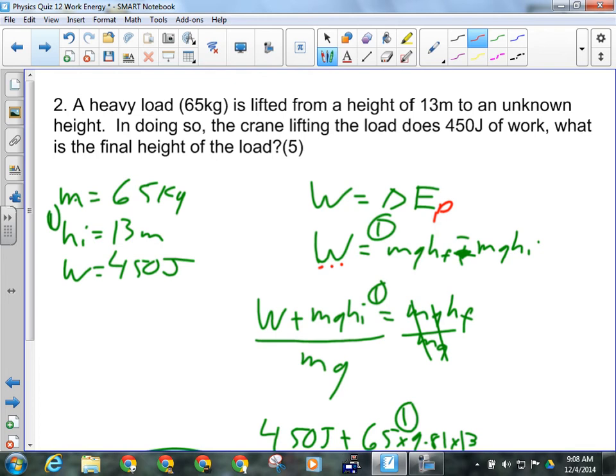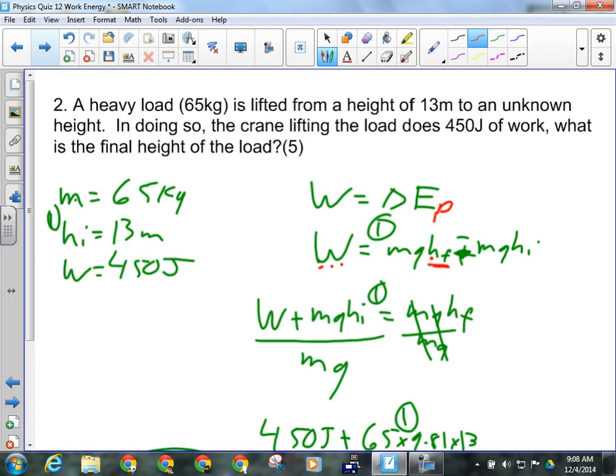Now, I want to get the final height, this term here, by itself. Now, rules of algebra say, okay, that if you want to move something, you should do the opposite. And what should you move first? Things not attached. That's that half rule, and it applies here. mghi is not attached to hf. Therefore, I should move it first. So I'm going to add it to both sides. So I'll have work plus mghi equals mghf. Then, they're all being multiplied together. They're attached now. I can divide both sides by mg, and that will leave hf by itself.